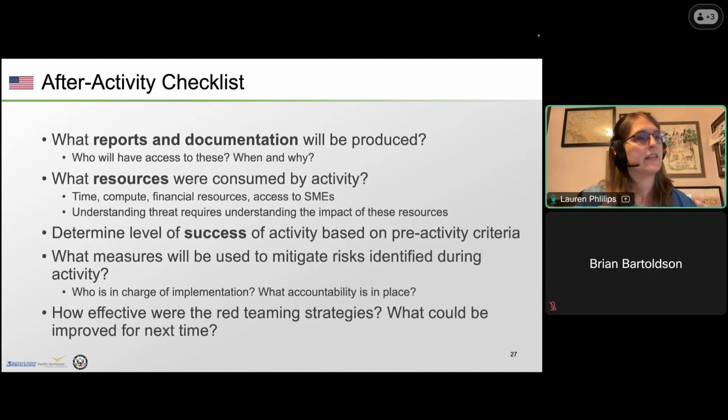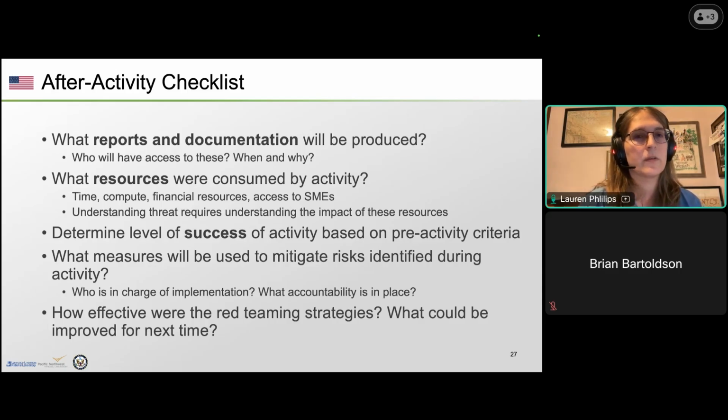And then once the activity takes place, we want to be able to report and document everything that happened. And we want to think as well, who's going to have access to the reports and documentation? When will that be made available, and why is it given to some people, maybe not others? We want to think at least a little bit about these sorts of questions so that we have a plan for how the activity is going to impact our model defense afterwards.